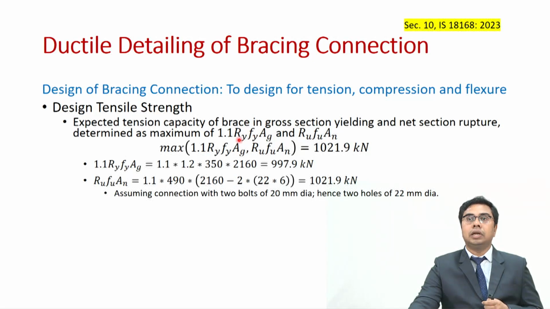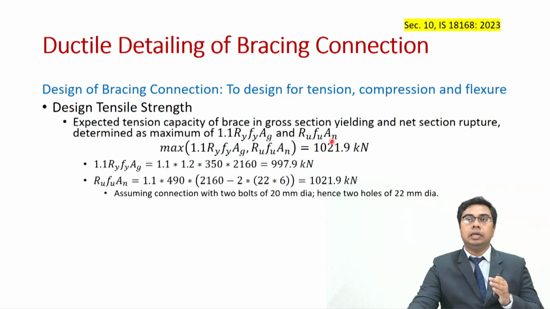At the same time, we multiply it with Ry, which is the uncertainty factor in yielding, meaning that we want to maximize the capacity of the brace. What is the maximum possible capacity of the brace, and the 1.1 factor is to consider the strain hardening effect. In case of net section rupture, we calculate it as Ru times Fu times An.